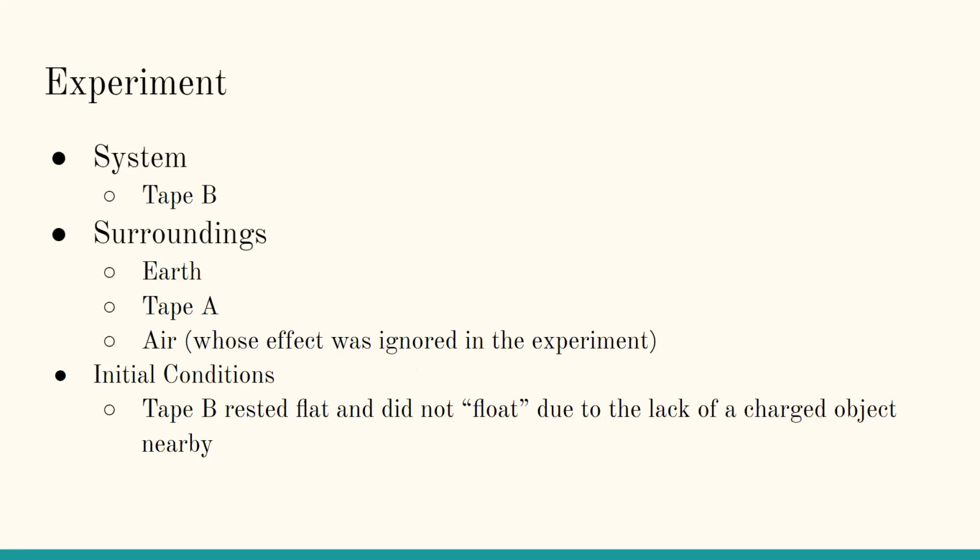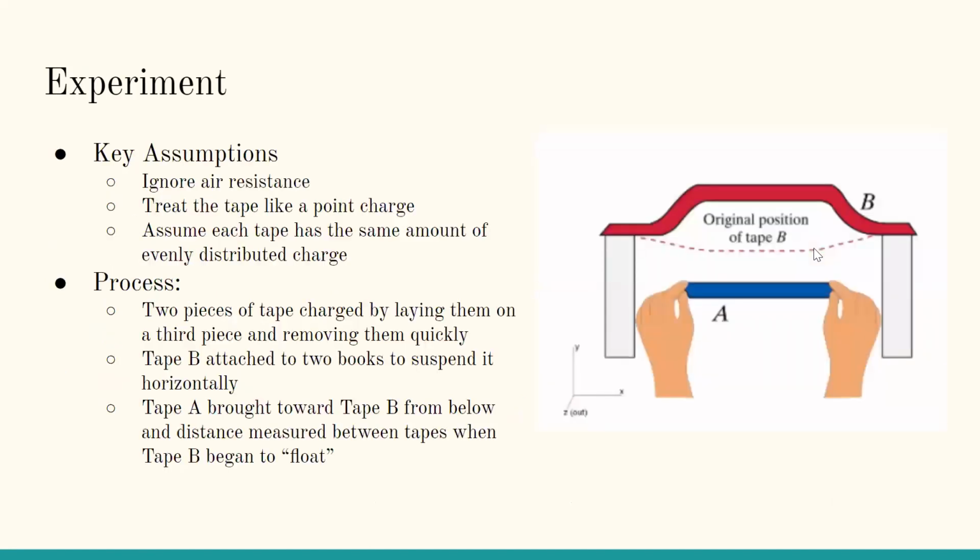So the system for the experiment was tape B, and the surroundings included the Earth, tape A, and then the air, whose effect was ignored as air resistance. And the initial condition was that tape B was rested flat and did not float yet due to the lack of a charged object nearby. So key assumptions needed for this experiment are that we're going to ignore air resistance, we'll treat the tape like a point charge, and we assume that each tape has the same amount of evenly distributed charge throughout it.